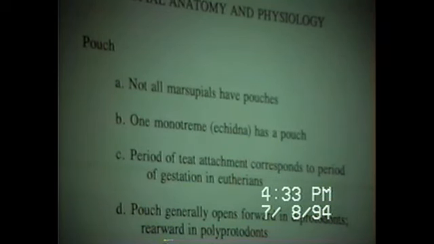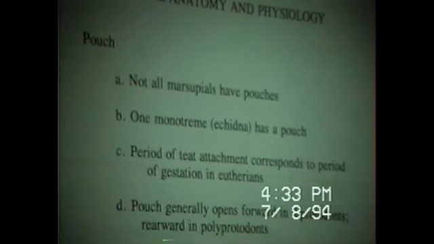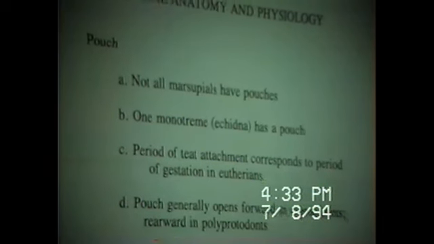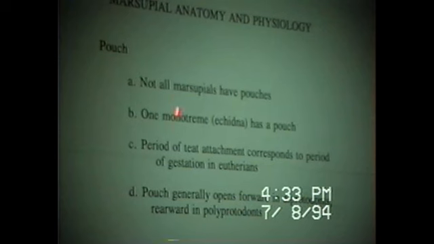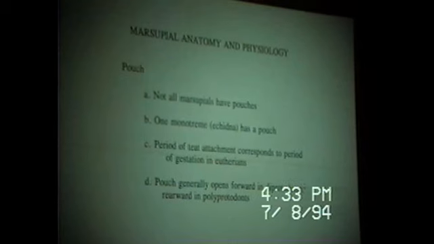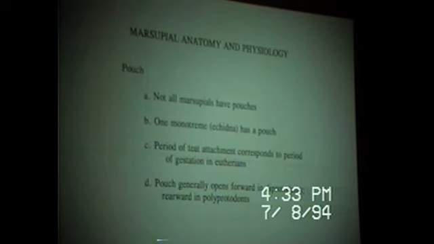Also, not everything that has a pouch is a marsupial. The echidna also has a pouch. As far as the time that the neonate is in the pouch, there is a period in which the neonate is permanently attached to the teat, and that period of time corresponds to the period of gestation in eutherian mammals.